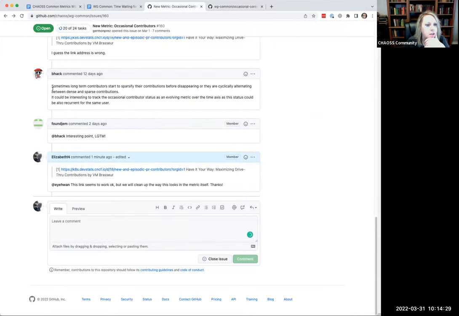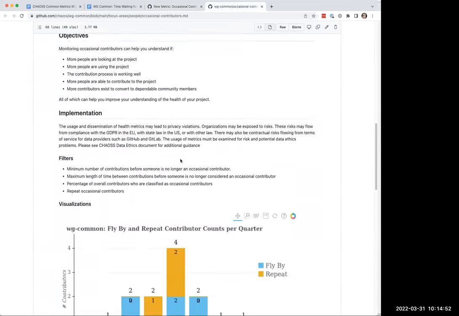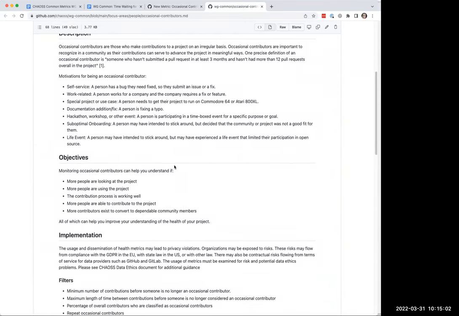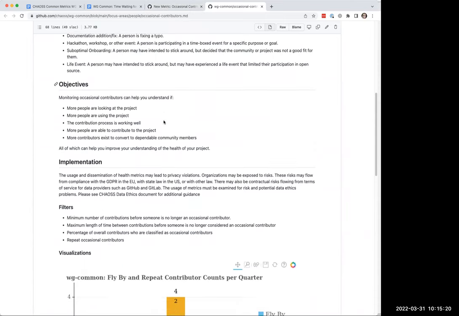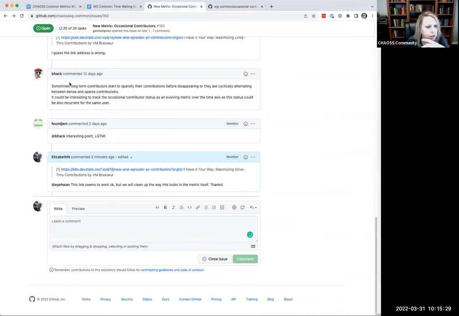Let's see, what was the other comment? BHack says sometimes long contributors... Interesting to track the occasional contributor status as an evolving metric over time. Interesting. Should we make that comment in the metric itself? I think that is in the metric, isn't it? So they make contributions on an irregular basis. Someone who hasn't submitted a pull request in at least 3 months. Monitoring occasional contributors. Maximum length of time between contributions. What's their comment again? Track occasional contributor status as an evolving metric over time.